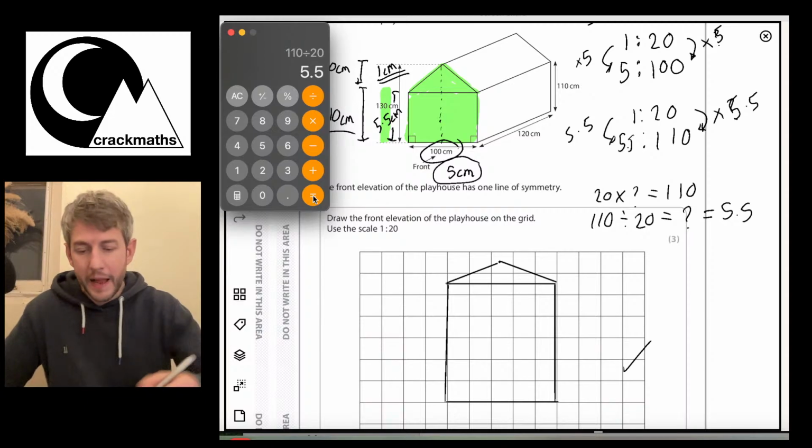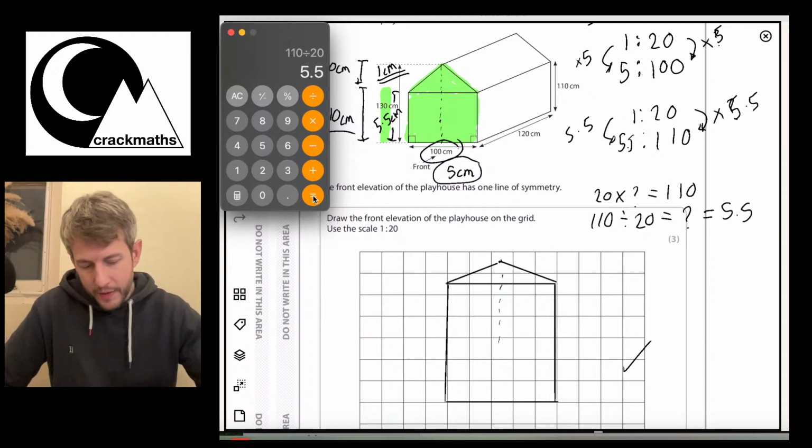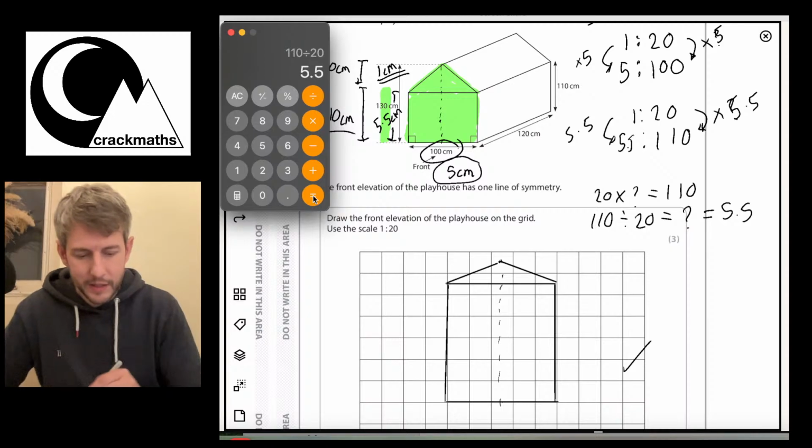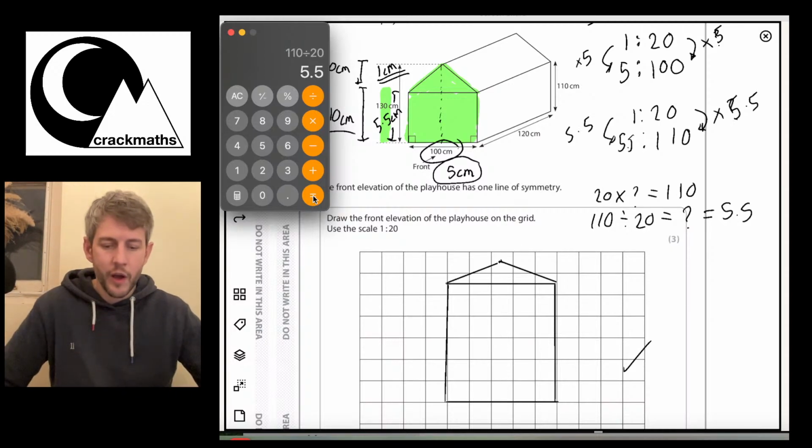Right. Okay. And you can see the line of symmetry. It will be down the middle. But you don't have to put that on. That's just kind of there for information purposes. Okay, great.